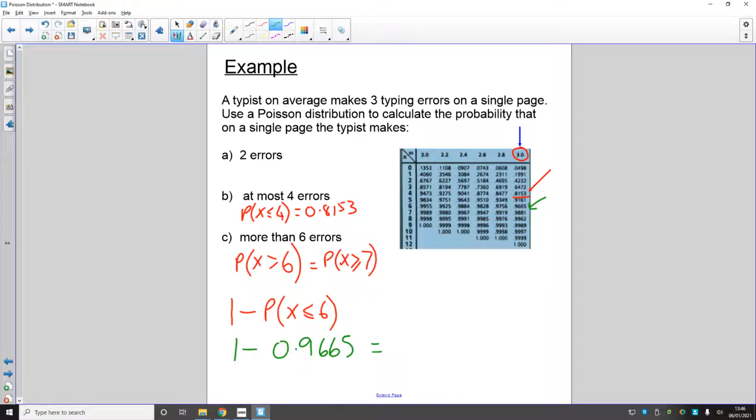So giving me an answer of 0.0335. Again, go into your calculator, you could type that in. Your x value would be 6, and your lambda would be 3. And again, rounded correctly to 4 decimal places, it will give you the 0.9665.